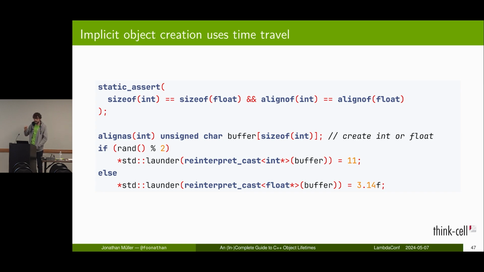Alternatively, you could see it like quantum mechanics, so it creates an int and a float at the same time, and then the wave function collapses once you use it. And importantly, okay, so let's say we rolled the dice so that we needed an int.